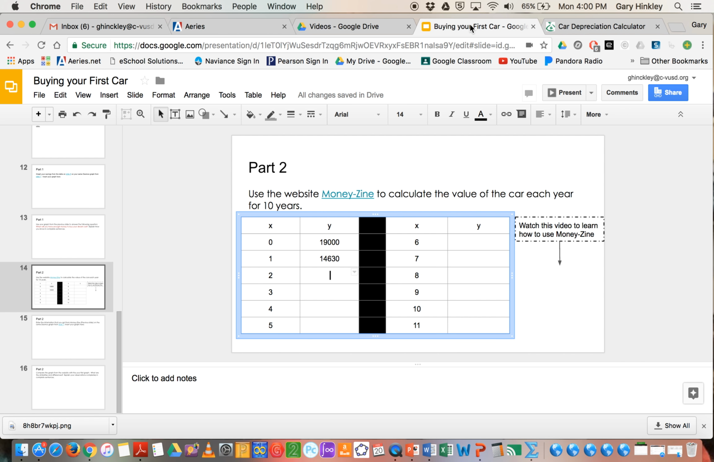So I go back to here and put 12,435, which is the amount that the car is going to be worth after 2 years. And then I continue to do it for 3 years, 4 years, 5 years, and so forth. And that is how you use MoneyZine.